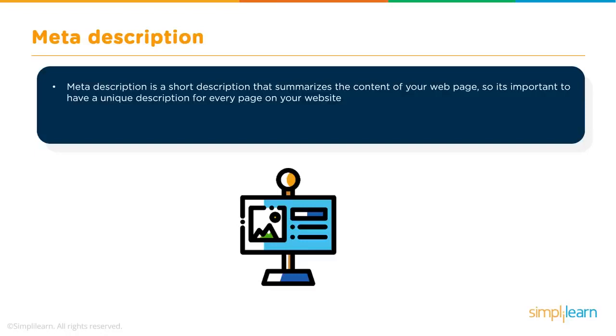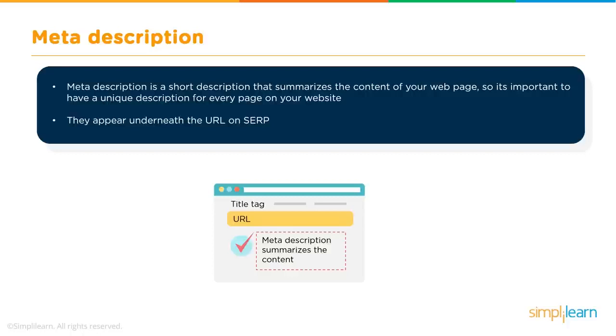So the meta description is just a short description about the content on your web page. If the title tag is the title of the web page, the meta description describes the page. Okay, so it's a description about what that page is. So the meta description appears under the title tag and then the URL.